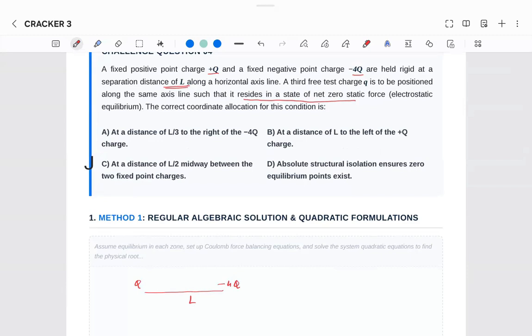Some test charge is placed here at a distance x from the end A. Because capital Q is positive and small q is positive, repulsion will be there. Force on small q due to capital Q will be towards right. Force on small q due to minus 4q will also be towards right. So when one charge is positive and the other is negative, if the test charge is placed in between, net force cannot be zero.